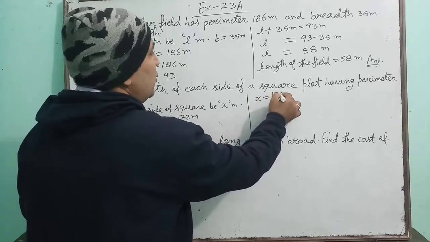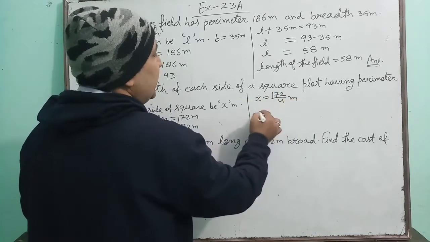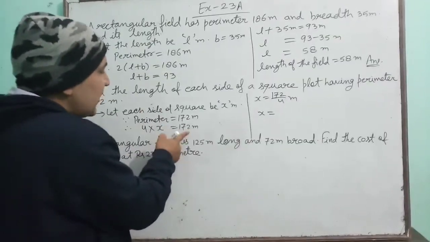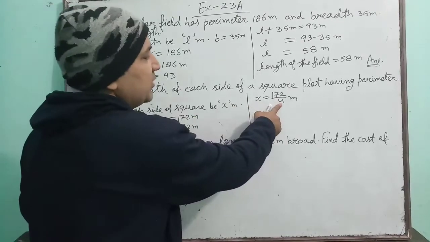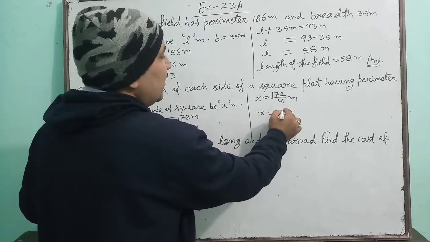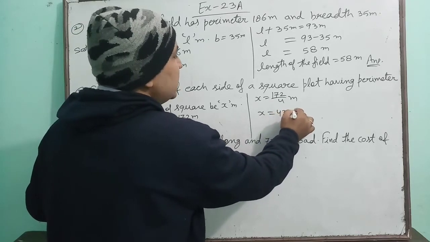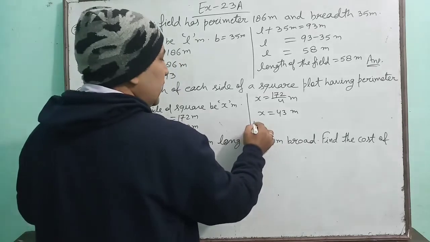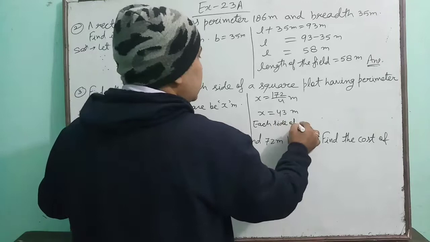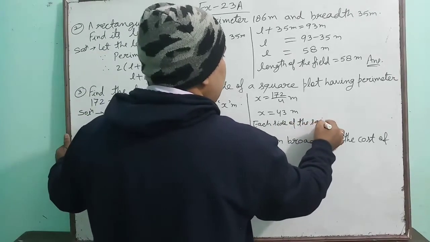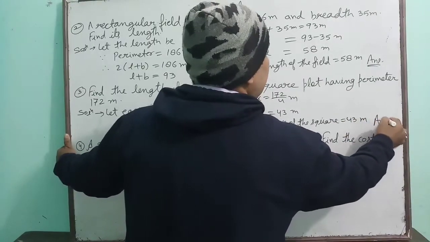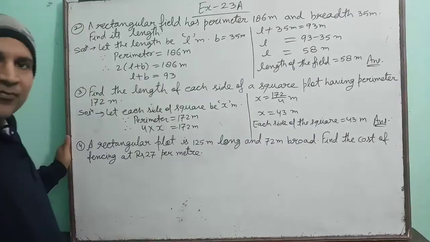x is equal to 172 by 4. Because 4 is multiplied with x, when 4 is transferred to the right hand side, it will be divided by 4. Now divide and get your answer. 4 into 4 is 16, 1 remainder, 4 into 3 is 12. x is equal to 43 meter. That means each side of the square is equal to 43 meter. This is your answer. Okay.